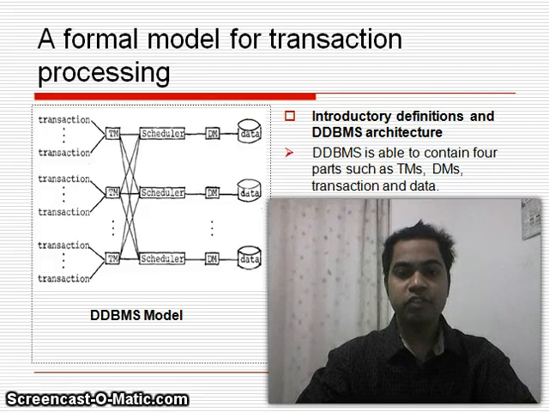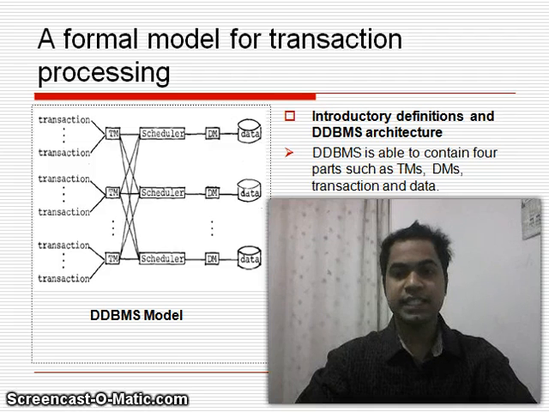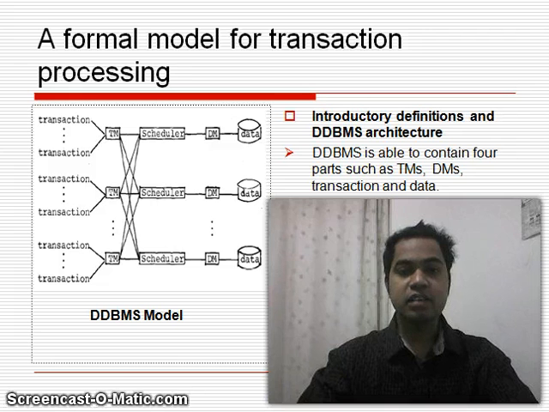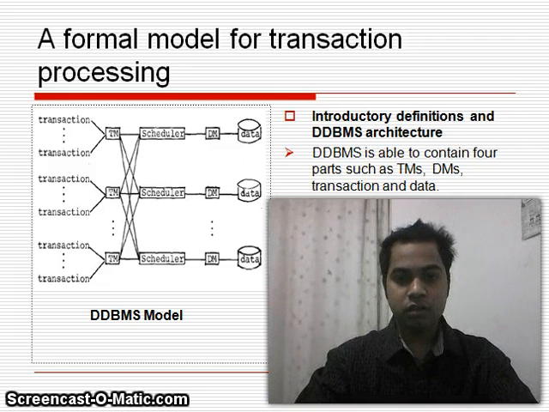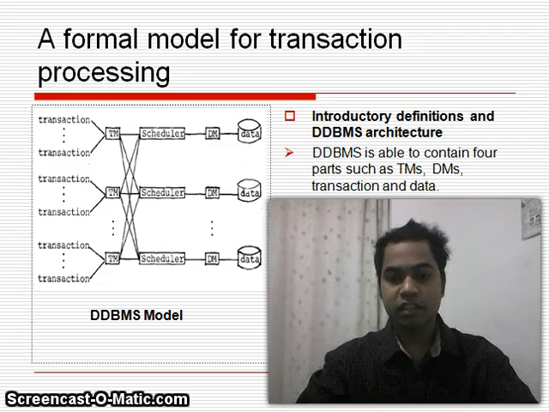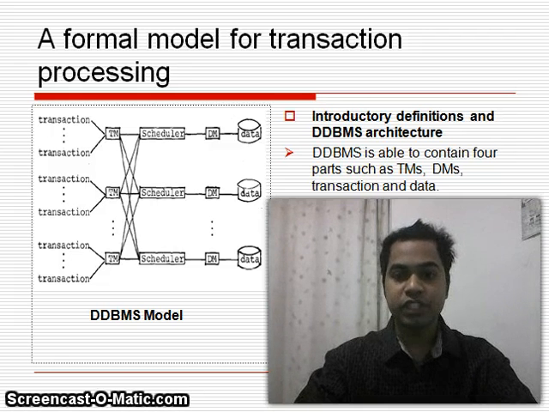A formal model for transaction processing. Introductory definition and DBMS architecture. Basically, a DBMS contains four parts such as TM, DM, transaction, and data. Each of the four parts communicates with the others: transaction communicates with TM, TM communicates with DM, DM communicates with data.